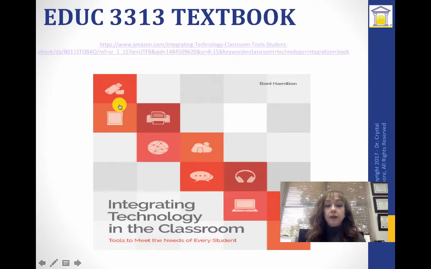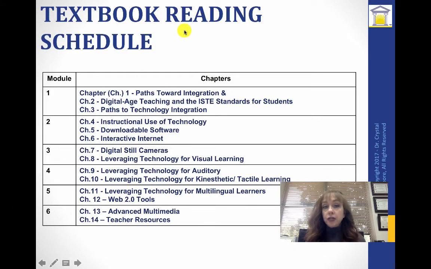So back to our PowerPoint. Here is the reading schedule that I've outlined for you. For chapters 1 through 3, you should read for our Module 1. Module 2, you're going to read chapters 4 through 6. Module 3, you're going to read 7 and 8, Module 4, 9 and 10, Module 5, 11 and 12, Module 6, 13 and 14. So by the end of this module, please make sure you have read those 3 chapters. Your Module 1 quiz as well as your discussion boards will be based on those 3 chapters for this module.